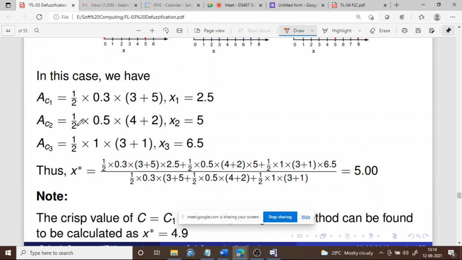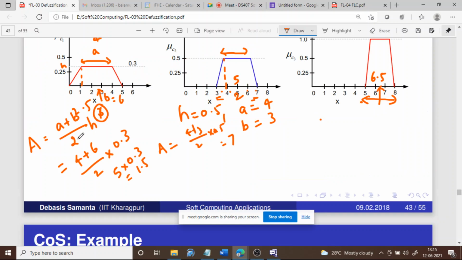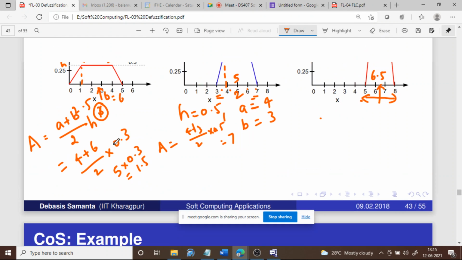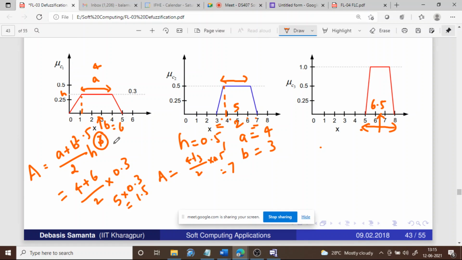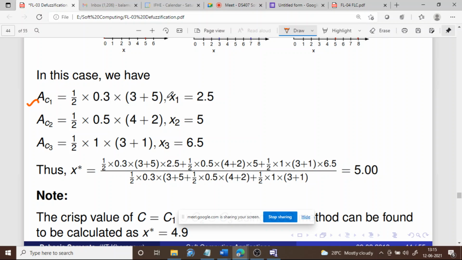So how we calculate the area for the first curve: half into 0.3 into 3 plus 5. That's what we have done here. Okay, this is 5, not 6. 1, 2, 3, 4, 5, and this is 3. This is only up to here. So it is 3, right? So that's why half into 0.3 into 3 plus 5.